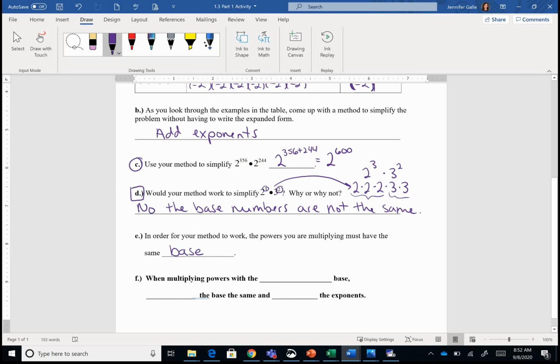All right, so letter F, let's summarize this. When we're multiplying powers with the same base, we keep the base the same. So in multiplying powers with the same base, keep the base the same. And what were we going to do with those exponents? What were we doing with them, Sam? Adding them. So that's our rule. That's our rule, guys. Okay?